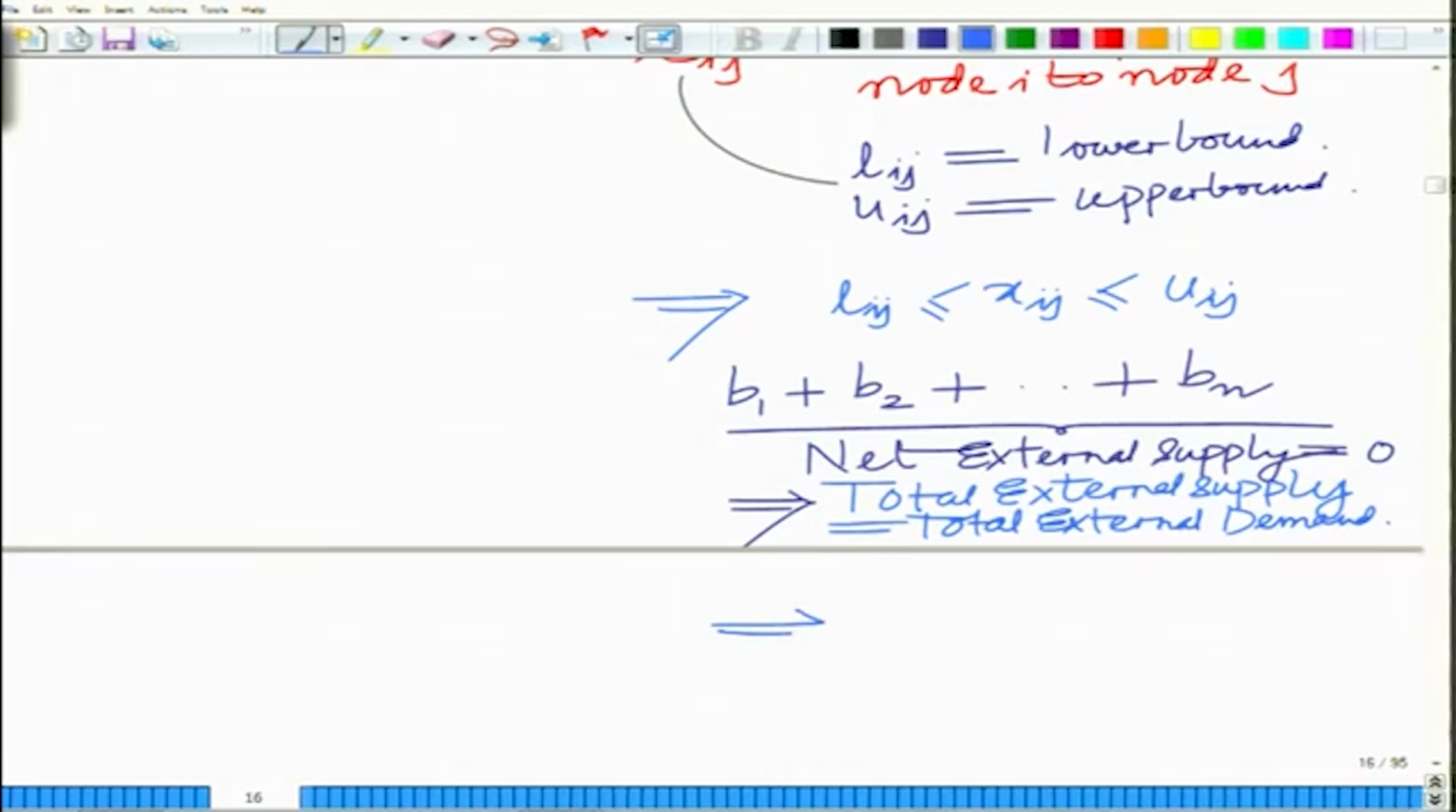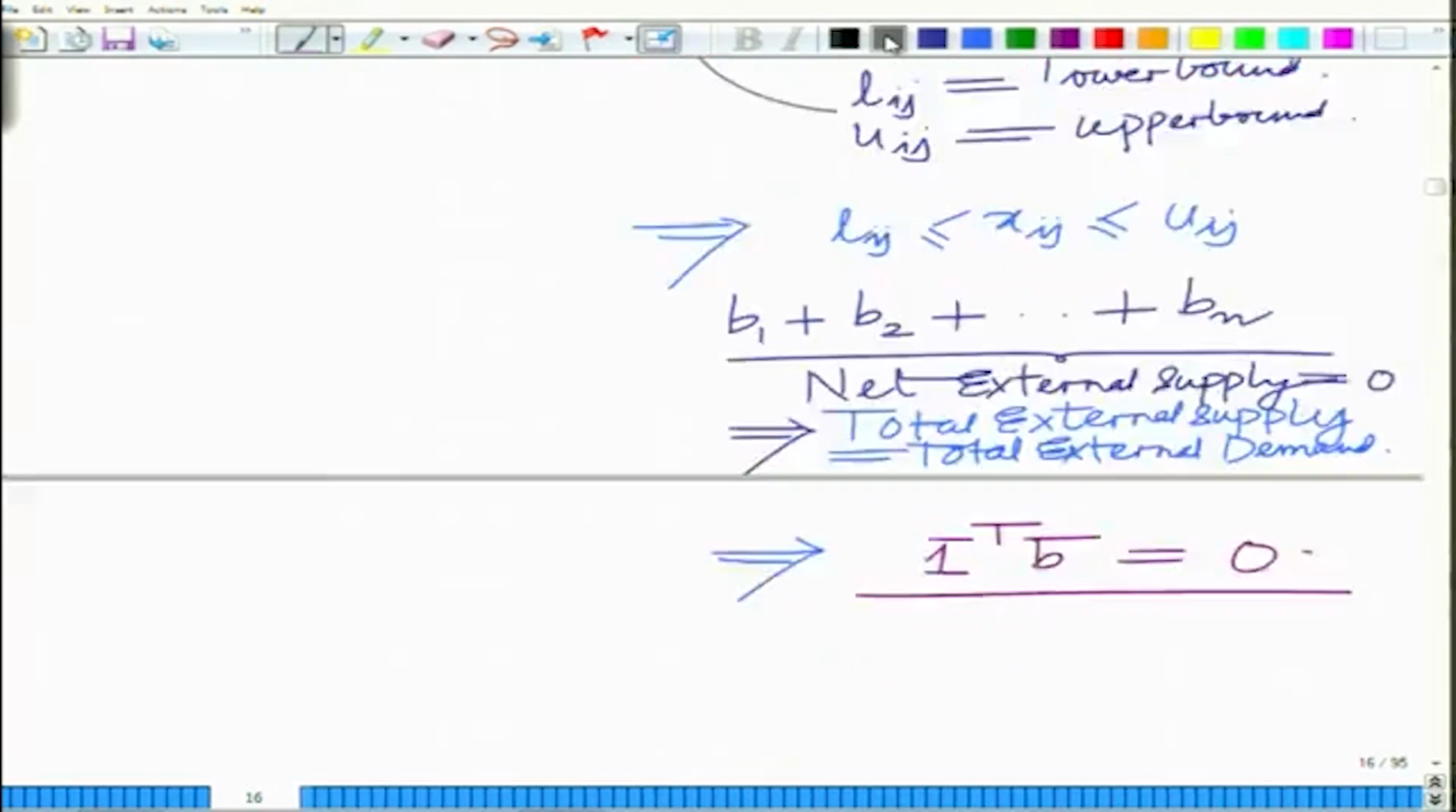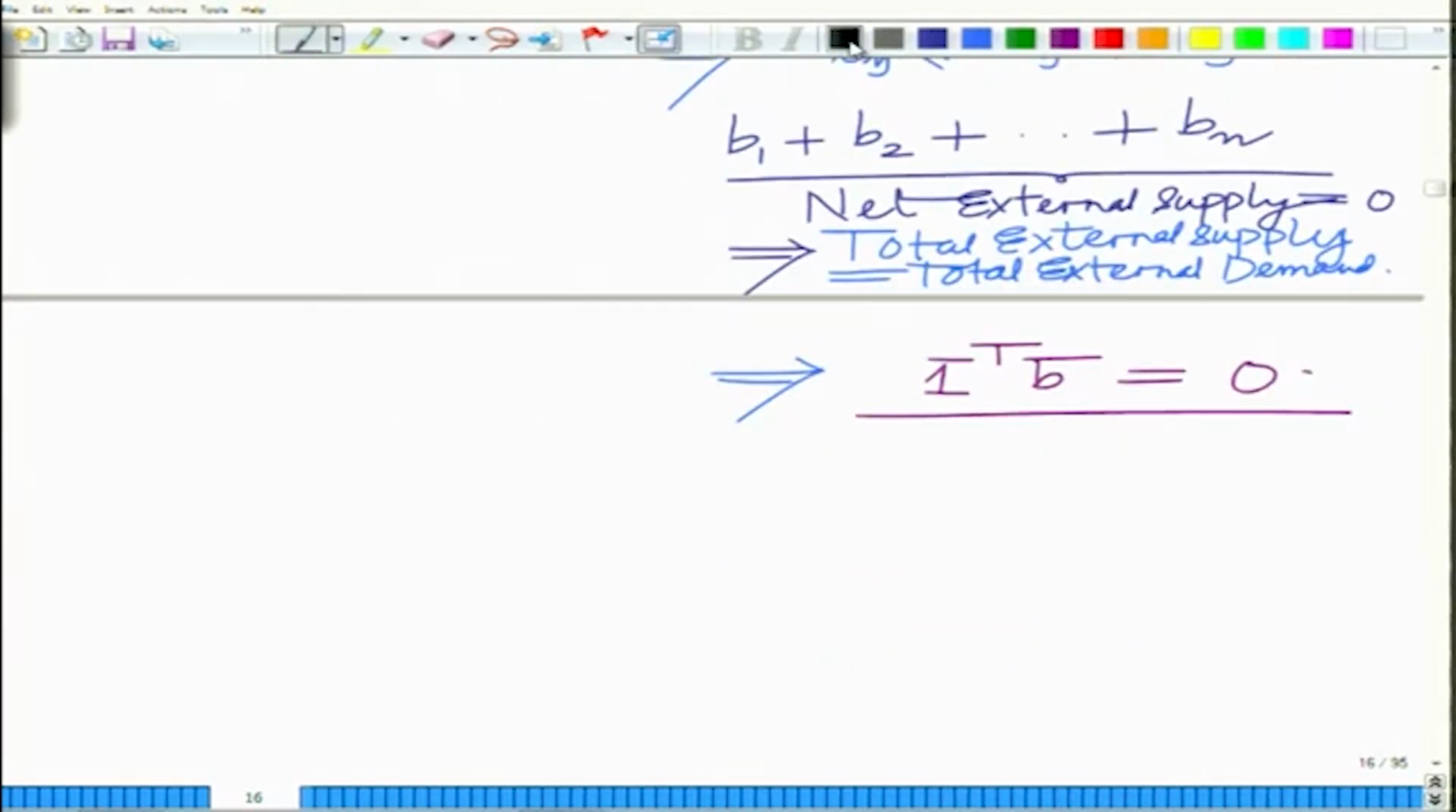total external demand, which also means that if you represent this succinctly, this means that if you look at this supply vector, 1 bar transpose B bar equals 0. Now, what we want to do is formulate this network flow problem, which is to minimize the total cost of the network, and it is very simple.